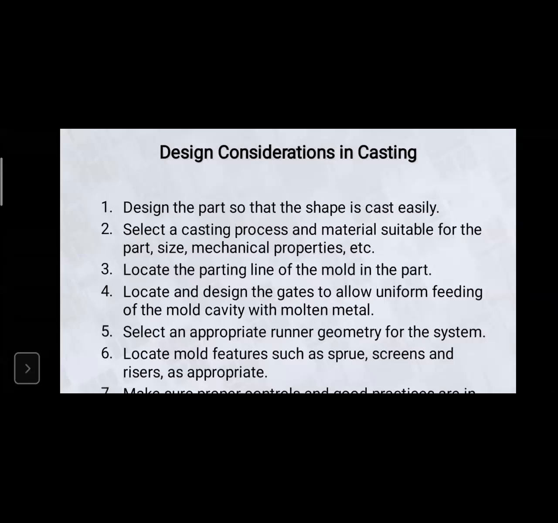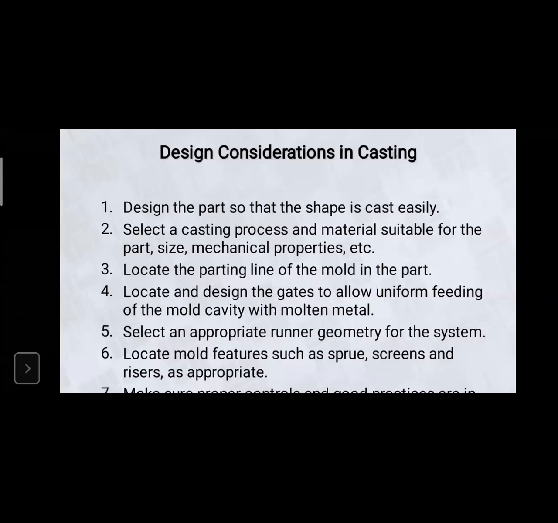So to reduce this, what type of shape are you going to select? You already learned what type of shapes are to be used in a casting in your first unit, first or second unit, I think. So that type of rules are to be followed while you are designing some product.